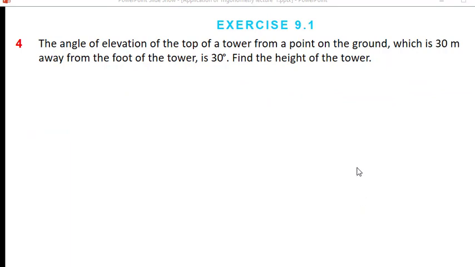Now the next question, the fourth question. The angle of elevation of the top of a tower from a point on the ground which is 30 meters away from the foot of the tower is 30 degrees. Find the height of the tower.